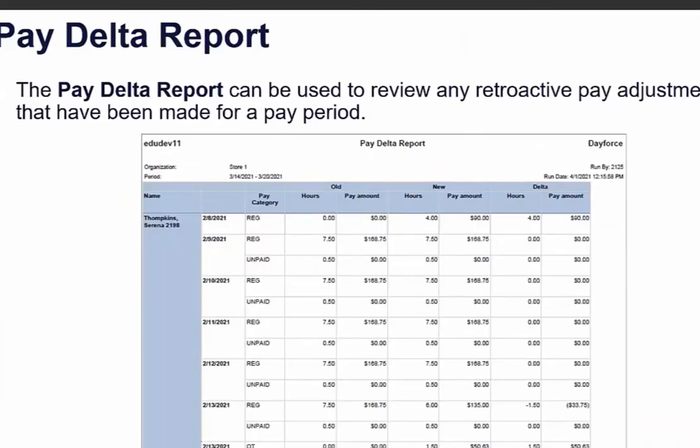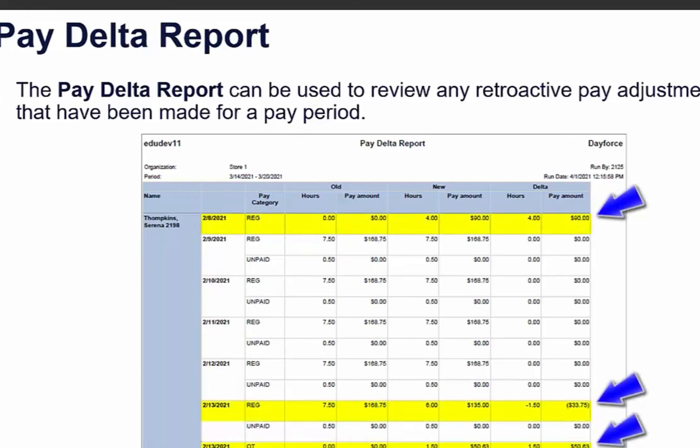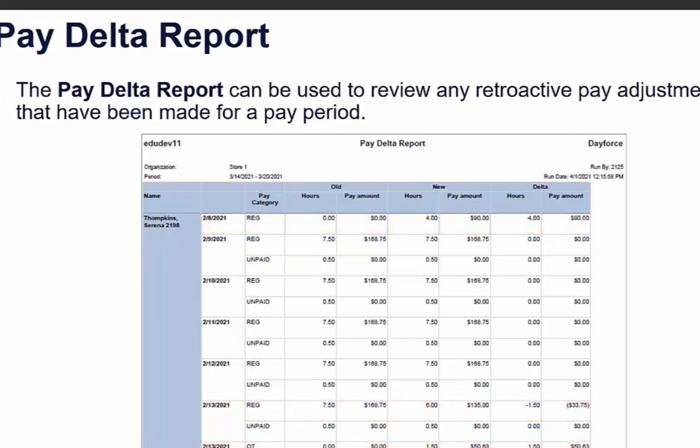The Pay Delta report can be used to review any retroactive pay adjustments that have been made for a pay period. The report compares an employee's time and pay before and after the retroactive adjustments were made, and then provides the delta by calculating the difference between them. For organizations in the USA, the retroactive adjustment described here should only be made within the current quarter. For assistance with cross-quarter adjustments, speak to your implementation or support team.